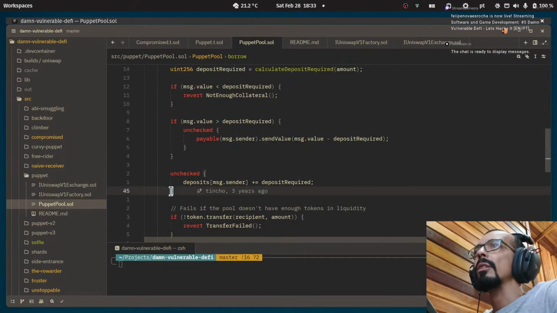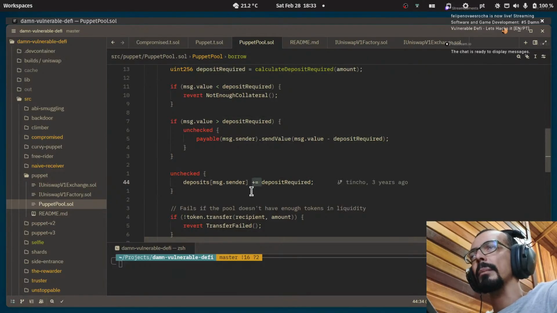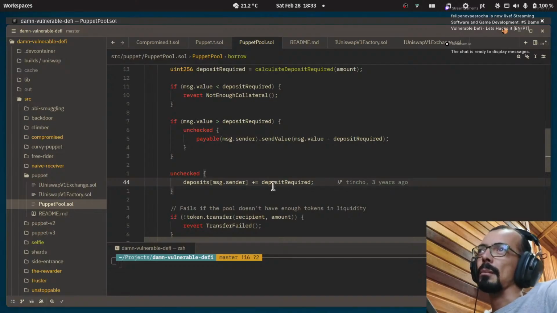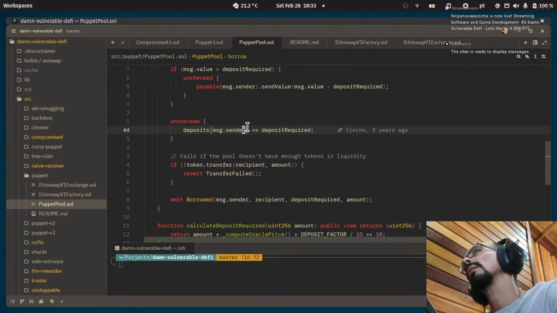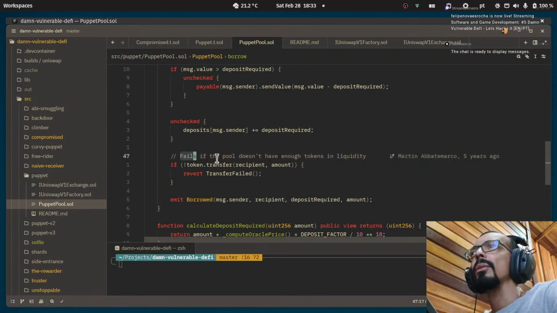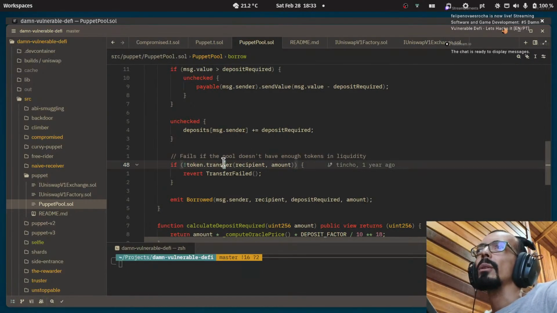If they can send a lot of money to me, how am I going to break that? So here we have another unchecked. That means now the guy has all that deposit. And again, that can be overflowed because he's summing up. I cannot underflow here, but I can overflow. If I go to the highest number possible here, it's going to be 0. I don't see advantages for that, but okay. Fails if the pool does not have enough tokens in liquidity. Okay, see, the token transfer failed.